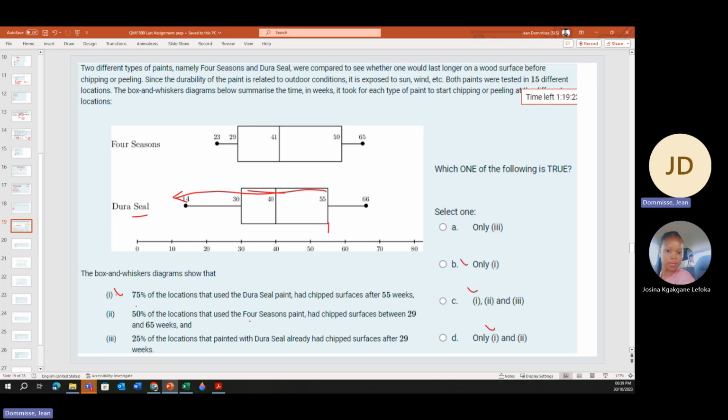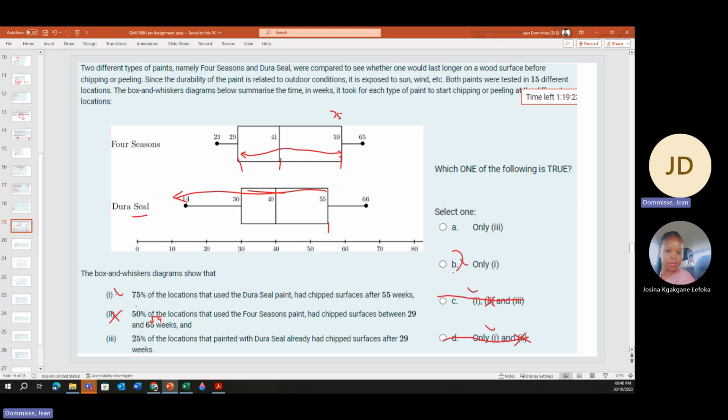50% of the locations that used the Four Seasons paint had chipped surfaces between 29 and 65 weeks. Okay, so they ask it a bit differently. 50%, that is what's in that box, should have been between 29 and 95. Between 29 and 65 is 75%. So option two is wrong.